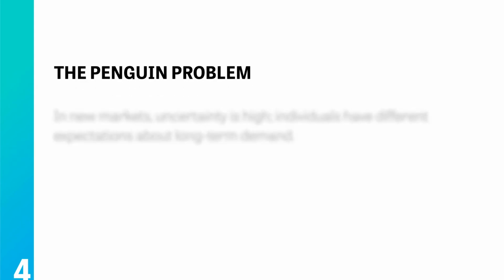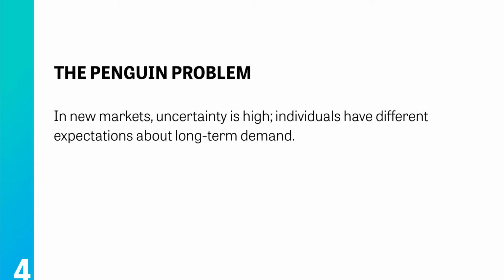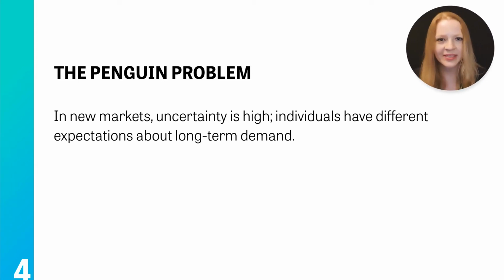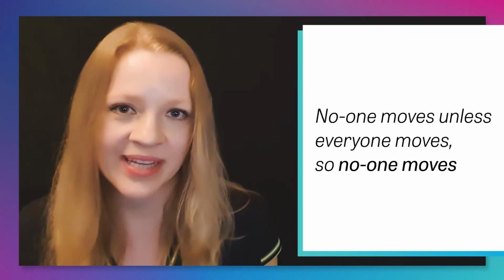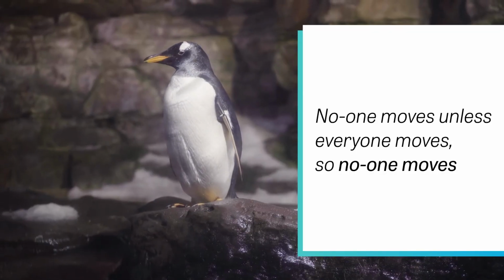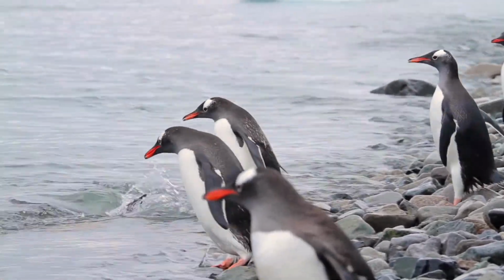It starts gaining momentum. But networks can stall, even with very strong network effects. This is called the so-called penguin problem. So in new markets with new products and services, users are uncertain about this long-term demand. But when we have network effects in addition to the typical uncertainty, users cannot communicate their expectations, they cannot coordinate their behavior. So no one moves unless everyone moves. Very much like penguins, afraid to be the first one to dive for food.